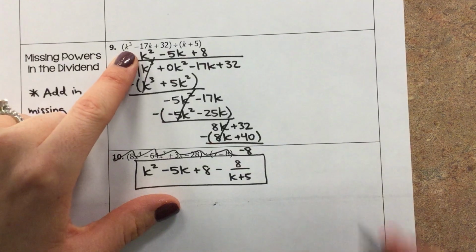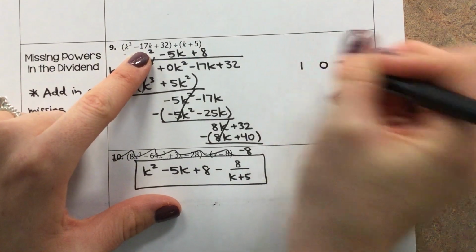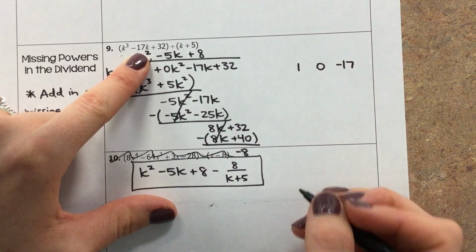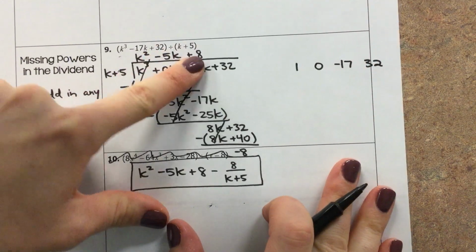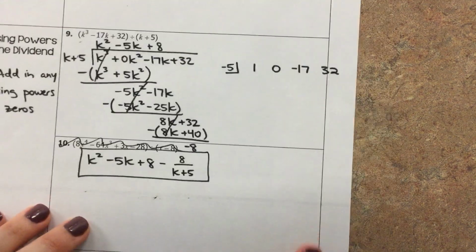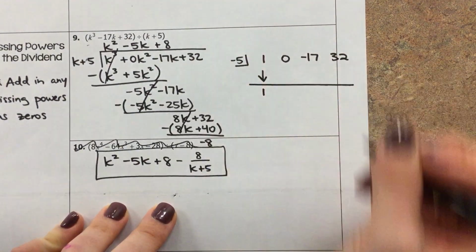So you take our coefficients. We have a 1 k to the third. We do not have a k squared, so you have to put a 0 there or everything will be messed up. Negative 17k and 32. And then this k plus 5 means we put a negative 5 in our little box, and then we can run through this process. So remember, the first one gets a free ride down to the bottom.